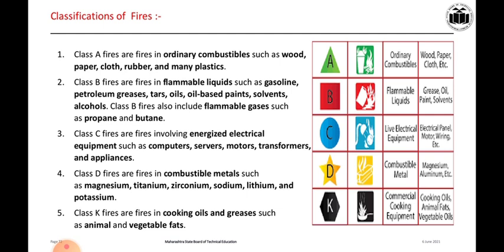Ordinary combustibles such as wood and paper are shown over here, then flammable liquids, grease, oil, paint, solvent, then live electrical equipment, electric panels, motor wirings, combustible metals, magnesium, aluminium, and commercial cooking equipment, cooking oil, animal fats, vegetable oil, as shown on the right side of the screen.